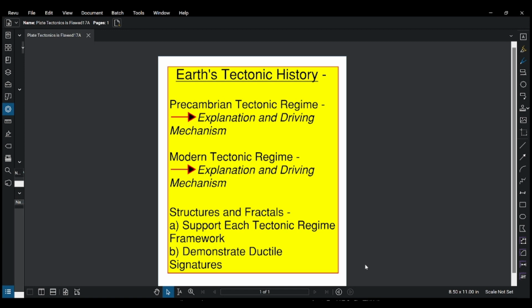Okay, so now we're moving on to the specific tectonic history of the Earth. There are two different regimes. There's a Precambrian tectonic regime, and I'll go over the explanation and driving mechanism. And there's a modern tectonic regime, which you saw, but I didn't explain, not carefully enough anyway. I'll go over the explanation and driving mechanism of that. So once again, the structures and fractals are vital. They support each tectonic regime framework, and they demonstrate ductile signatures, which can't be made up or imagined. So it's the real deal.